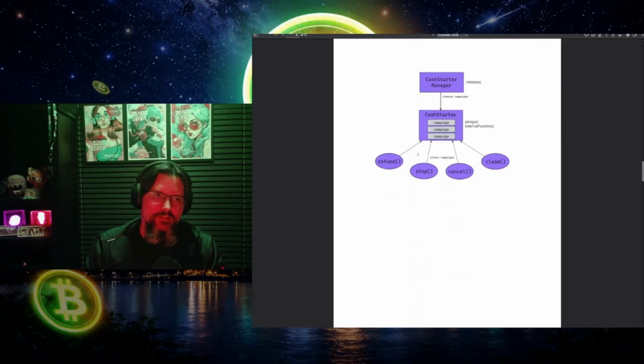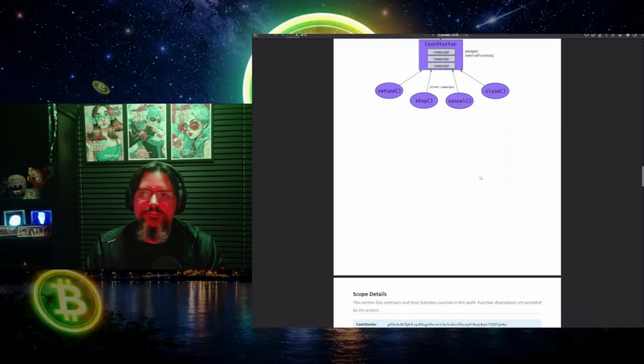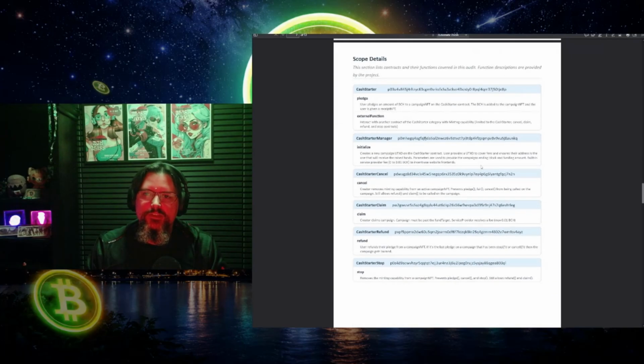This shows the layout of the contract system. Cash Starter is pretty simple. You have a manager contract that the users interact with, which creates campaigns, and then the campaigns on the Cash Starter contract itself can interact with these other little function NFTs. So this gives a quick overview of the project, the bird's-eye view.